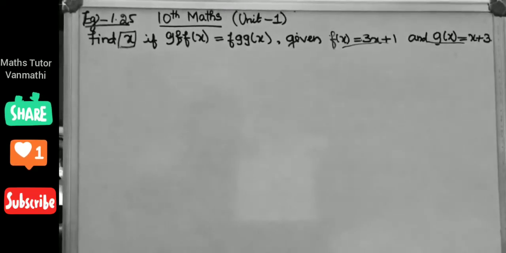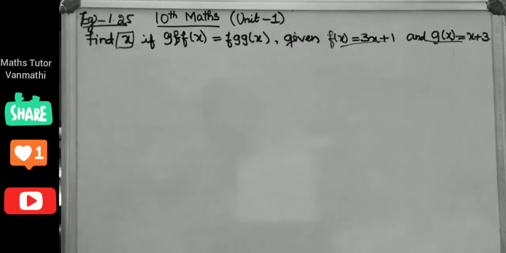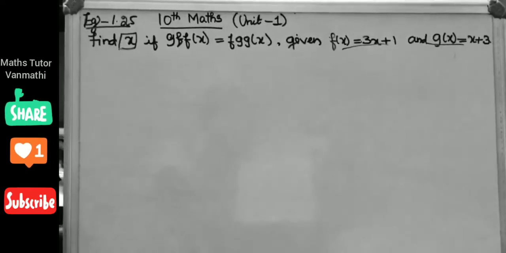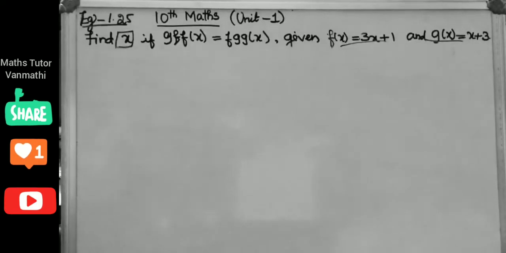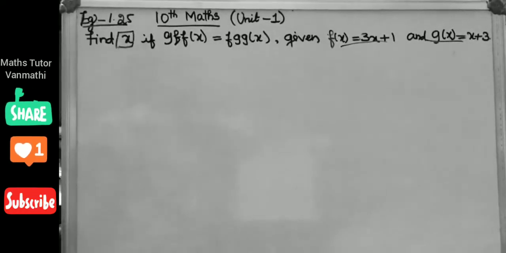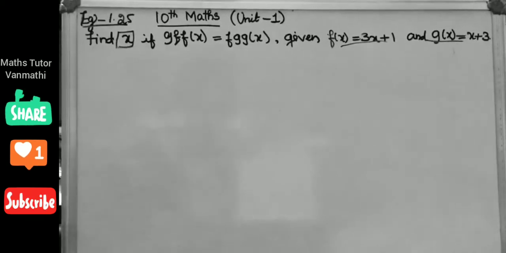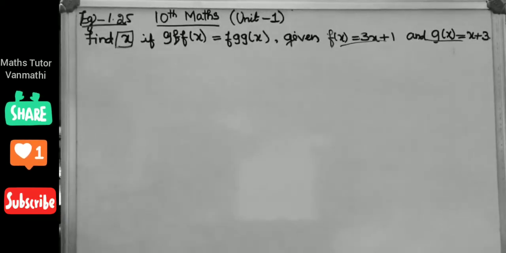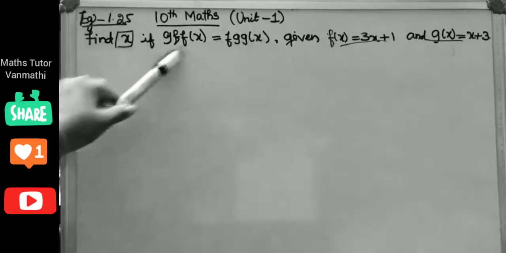Hello, friends. Today in 10th Maths Unit 1, we are going to start with example 1.25. This is your last example in this unit. First, we can see the question. Find x if gf(x) equals fg(x), given f(x) equals 3x plus 1 and g(x) equals x plus 3. The given question says gf(x) equals fg(x), both are equal.